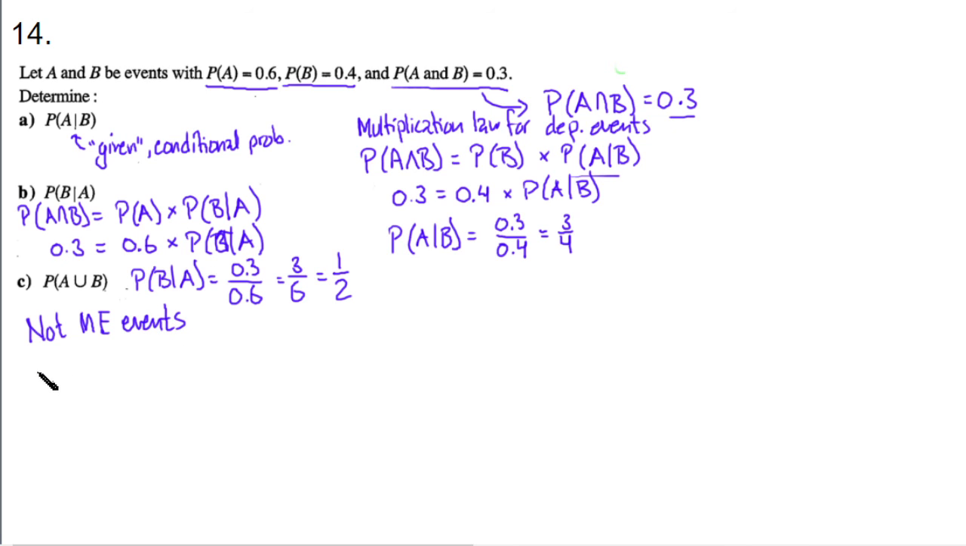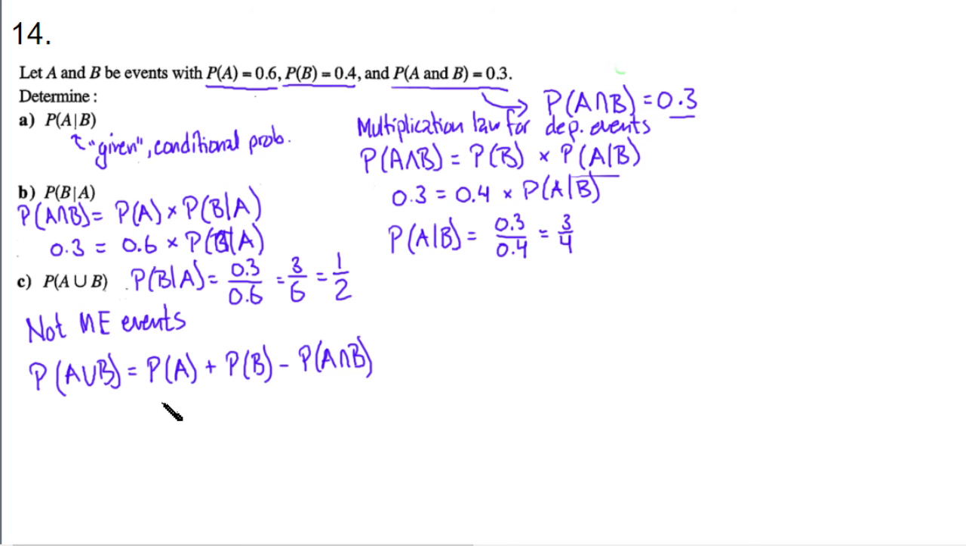Which means we're going to be using the formula for not mutually exclusive events, which is the probability of A or B equals the probability of A plus the probability of B minus the probability of A and B. So we know the probability of A, we know the probability of B, and we know the probability of A and B.